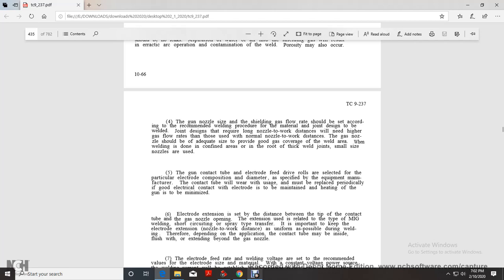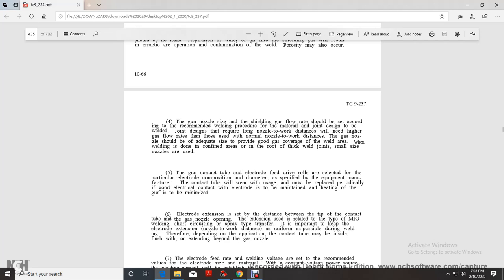Alright, the gun nozzle size and the shielding gas flow rate should be set according to the recommended welding procedure for the material and the joint design. A longer nozzle-to-work distance will need higher gas flow rates than a normal nozzle-to-work distance. The size of the gas nozzle should be adequate to provide good gas coverage of the welded area when the welding is done. For confined areas, such as root of thick welded joints, small size nozzles are used.